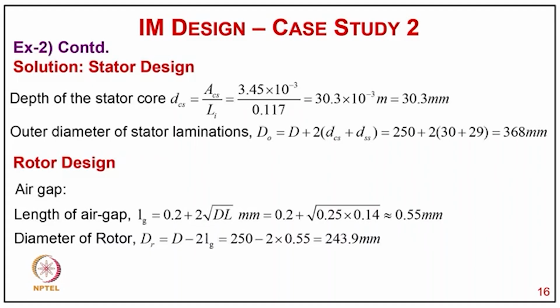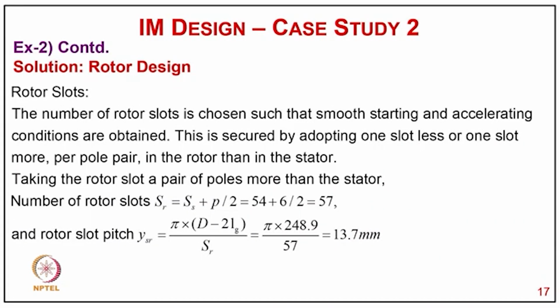The outside diameter of the stator laminations, DO, equals D plus 2 DCS plus DSS, so it comes to 368 millimeter. Now the rotor design. The length of the air gap, LG, equals 0.2 plus root 2 DL into M. Putting in the values, it comes to 0.55 mm. The diameter of the rotor is Dr equals D minus 2LG, so it comes to 250 minus 2 into 0.55, which is 243.9 millimeter.